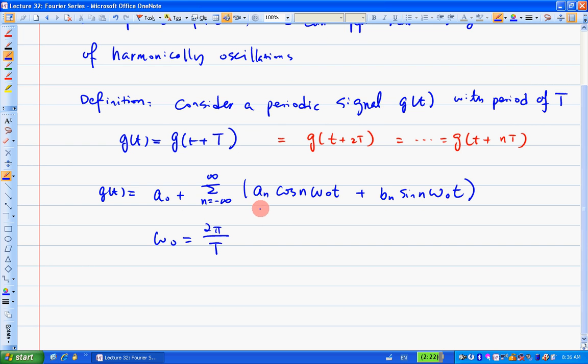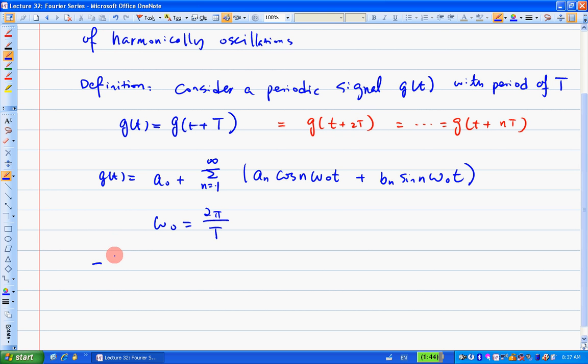Now the question is, what would be the value of a naught, a n, and b n? Actually, sorry, the sum is not from negative infinity. It is from 1. What would be these coefficients a n, b n, and a naught for a given periodic function g of t? I'm going to give you the formula here, and we'll see if I need to prove it or not, so maybe just prove one of them. The a naught, a n, and b n are called the Fourier coefficients.